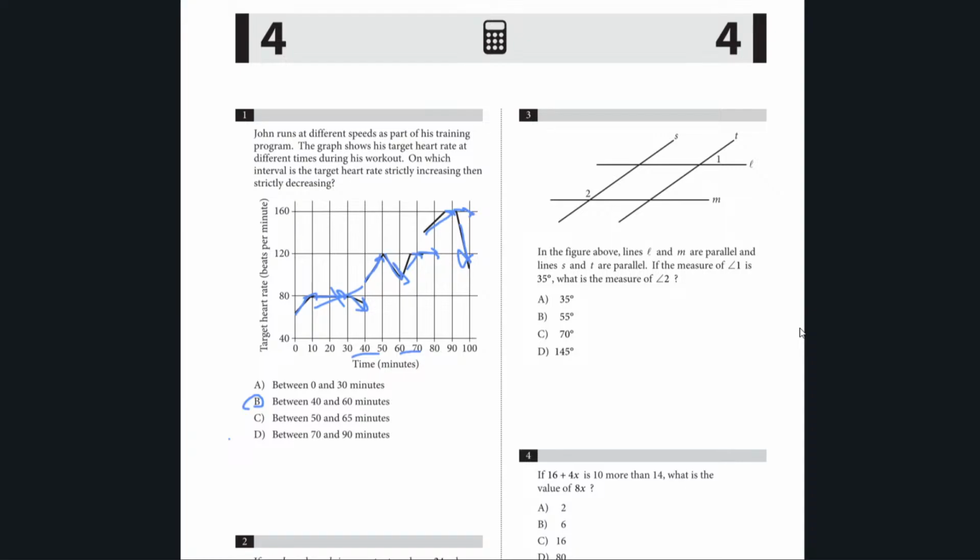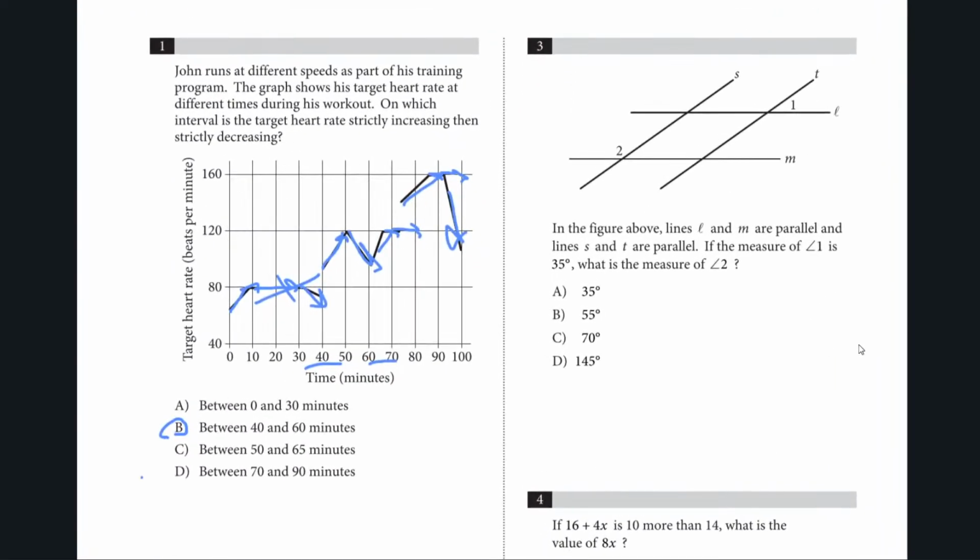In the figure above, lines L and M are parallel and lines S and T are parallel. If the measure of angle 1 is 35 degrees, what is the measure of angle 2? Well, thanks to parallel lines, we know this angle and angle 1 are the same, and we know this angle, that angle, and angle 1 are the same.